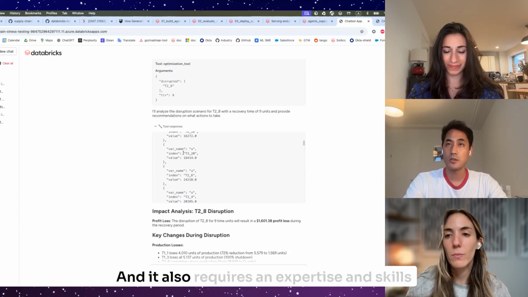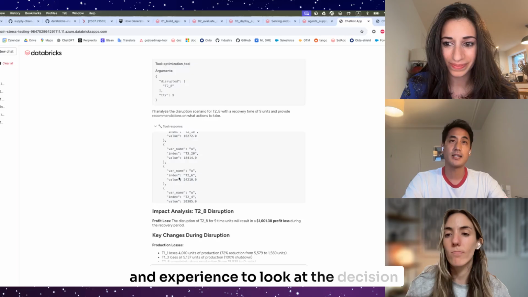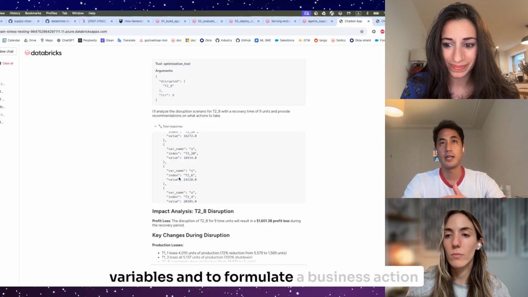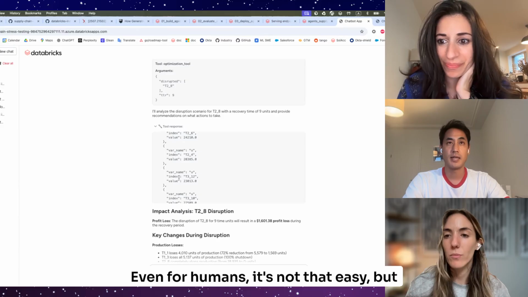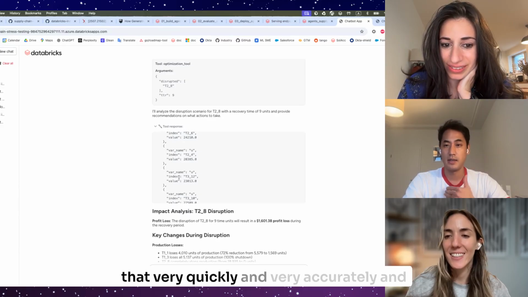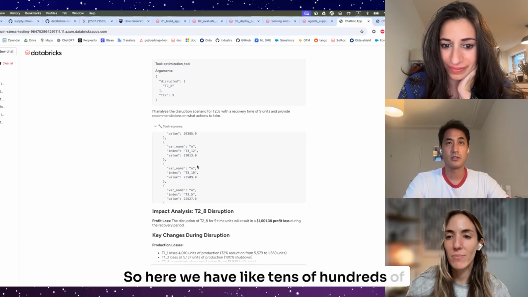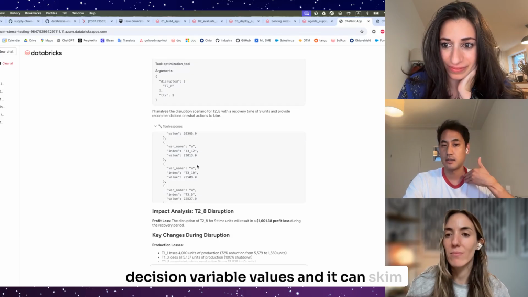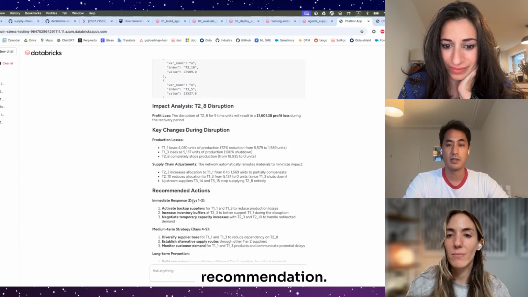Yeah, and it also requires expertise, skills and experience to look at the decision variables and to formulate a business action plan. Even for humans, it's not that easy, but GPT-5 models and other smart models can do that very quickly and very accurately and very thoroughly. So here we have tens of hundreds of decision variable values, and it can skim through these very quickly and generate this recommendation. Cool.